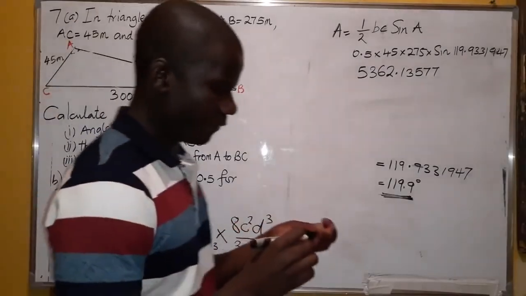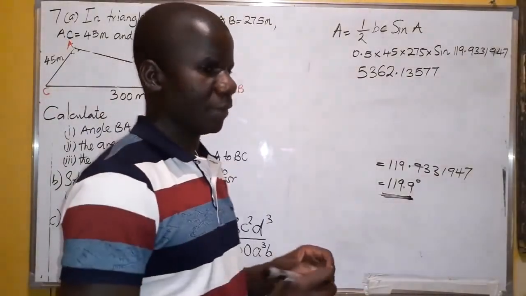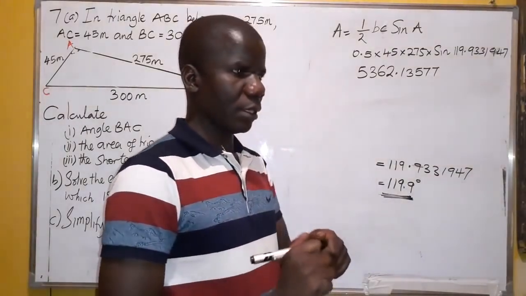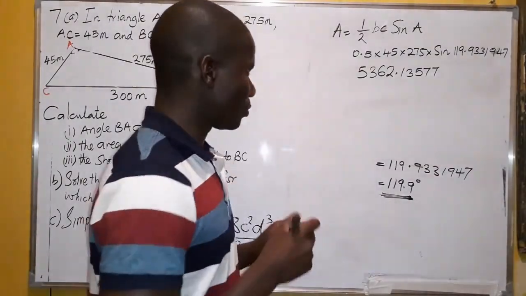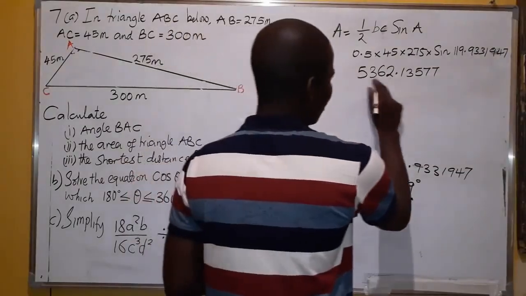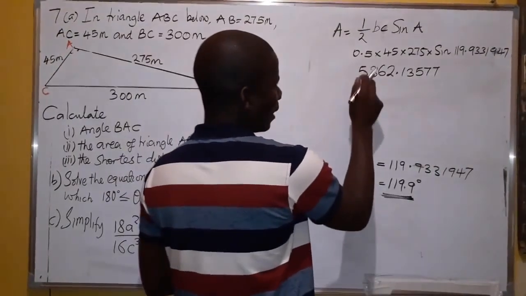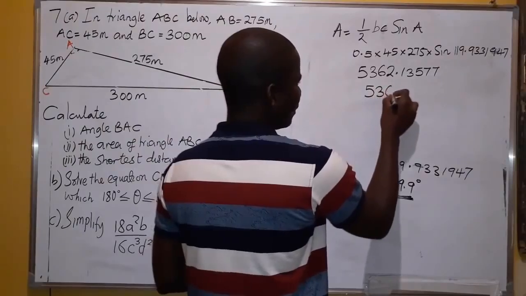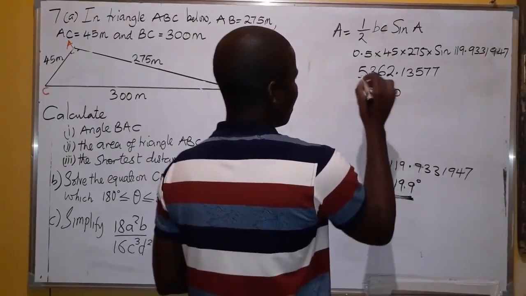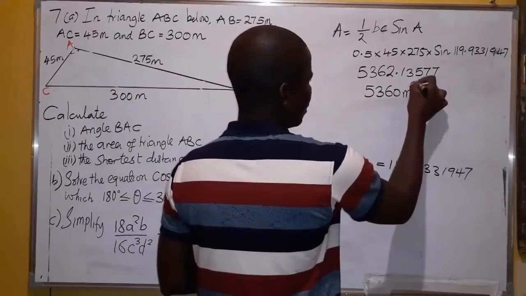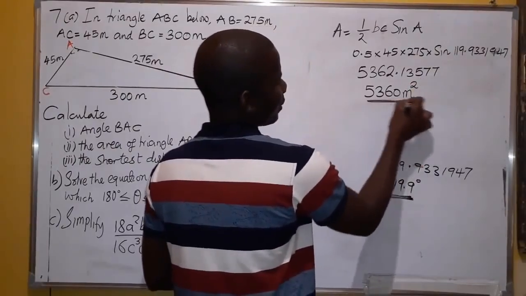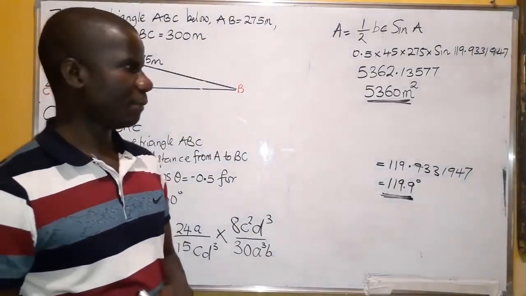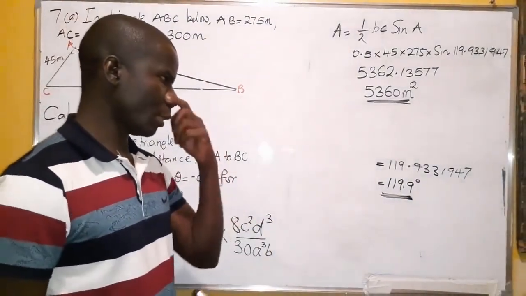So, if again you read our instructions, for such answers we need to round them to 3 significant figures. So for our final answer, we need to round this off to 3 significant figures. So we are 1, 2, 3. So we're going to have 5360 meters square. This is the answer that we are going to submit.